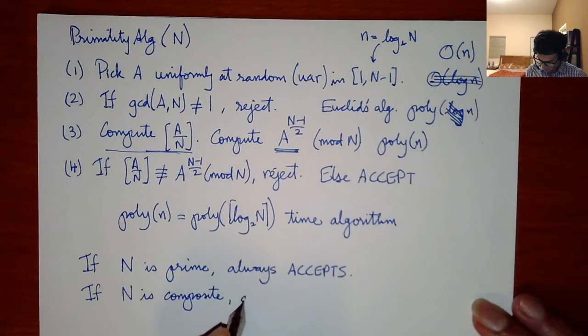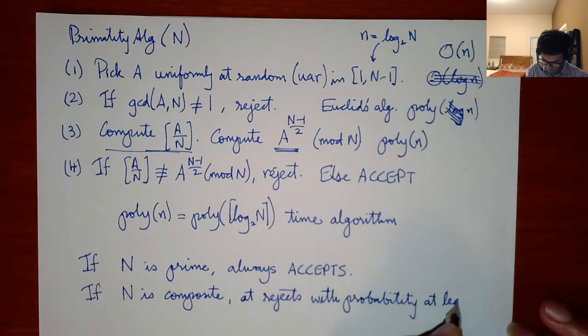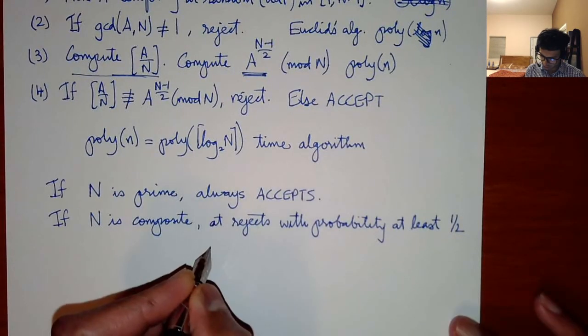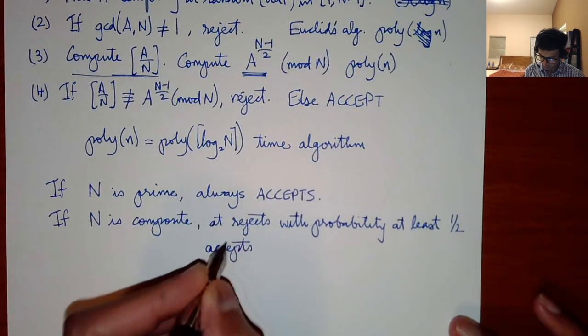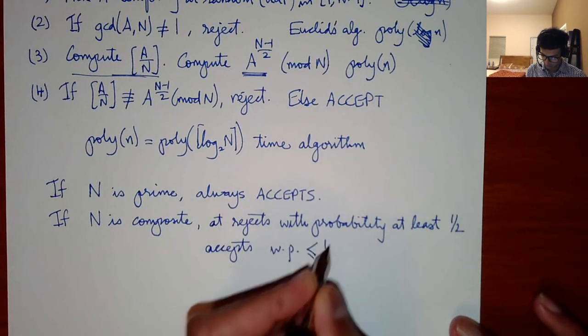It rejects with probability at least a half. Or the way I'm going to write this, I'll say that it accepts with probability, that's WP, at most a half.